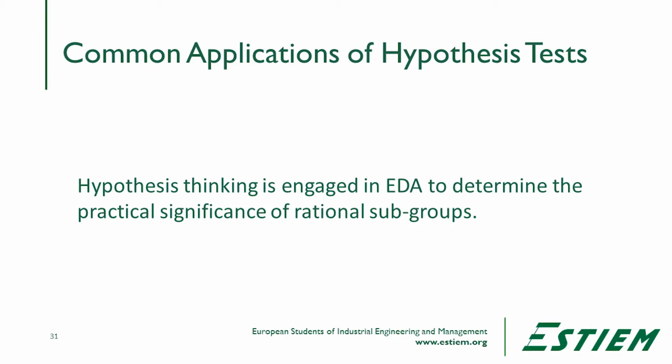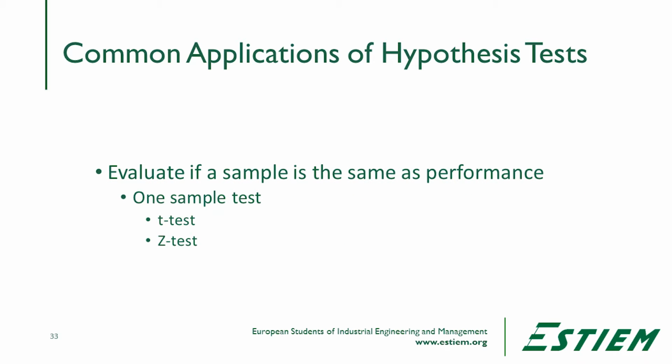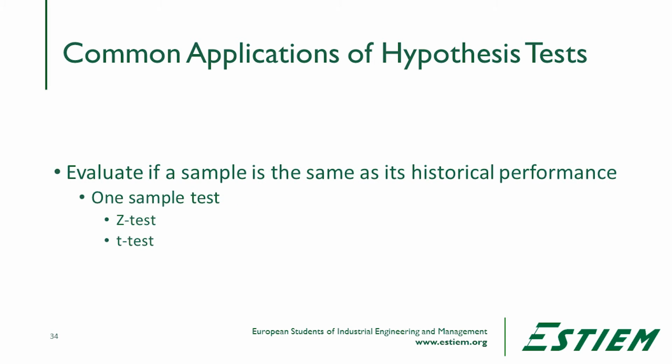So, hypothesis thinking is engaged in EDA, or exploratory data analysis, to determine the practical significance of rational subgroups. But hypothesis testing is actually proving the merit of the analysis. So if the sample is the same as performance, a one-sample t-test, based on sample size, it could be a z-test. The sample is the same as historical performance. It's a one-sample test, either z-test or t-test.